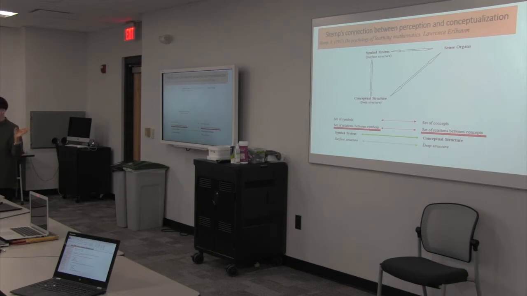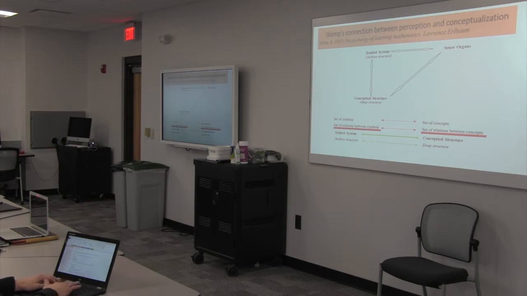I love that chart that he has in that book, The Psychology of Learning Mathematics, because he admits that perception is important, that the sense organs are important, that there is what he calls a symbol system, which I will call notational systems. Because in Peirce's theory, he reserves the symbol as the name for something very sophisticated, a sign that is the result of a lot of interpretation. And he has the conceptual structure, what he calls the deep structure.